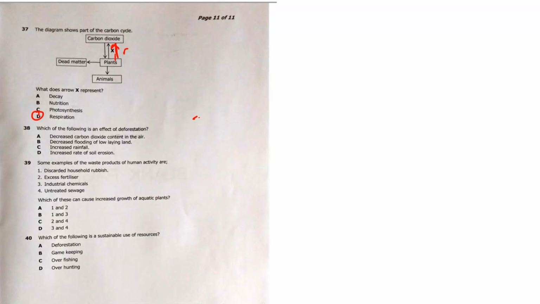38, which of the following is the effect of deforestation? So decrease carbon dioxide content in the air? Does it decrease the carbon dioxide content in the air? Decrease flooding of low-lying land, increase rainfall, increase rate of erosion. Now, it does not increase rainfall.